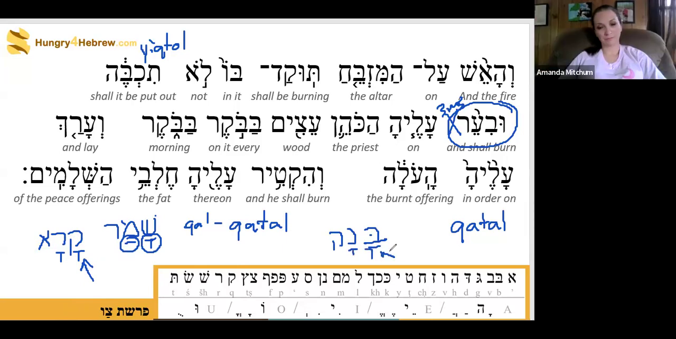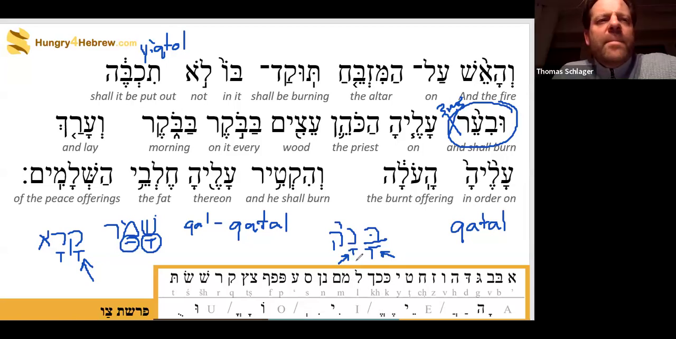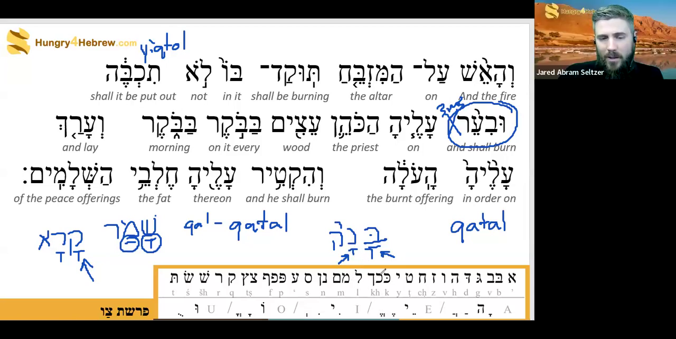He built. We expect that kamatz, but we don't expect that. Well, it's because there's something else going on. Yod turns into a vowel and lengthens to a kamatz. Okay, so we're looking for a kamatz and a patach, even though we won't always get it.